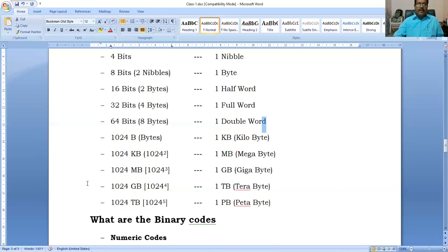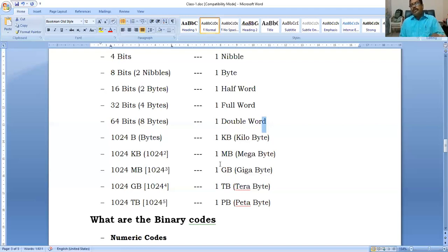But here, 1024 bytes is 1 kilobyte. Whereas in real life, 1000 grams is 1 kilogram, and 1000 meters is 1 kilometer. In real life, 1000 is considered as kilo.